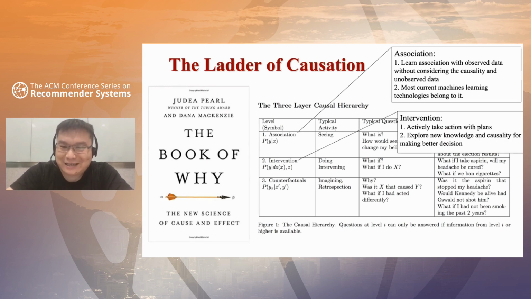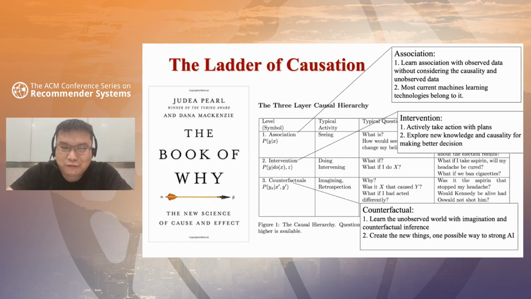Intervention is the second layer. It can actively take action with plans. It can explore new logic and causality for making better decisions. Counterfactual is the final layer. It can learn the unobserved world with imagination and counterfactual inference. It has a chance to create new things. It's maybe one way to strong AI.